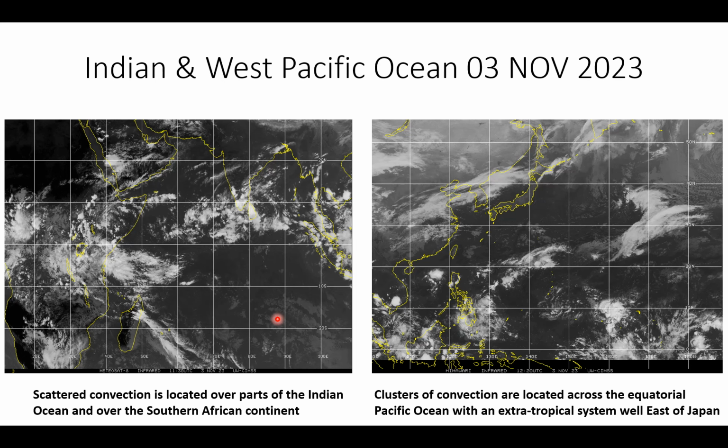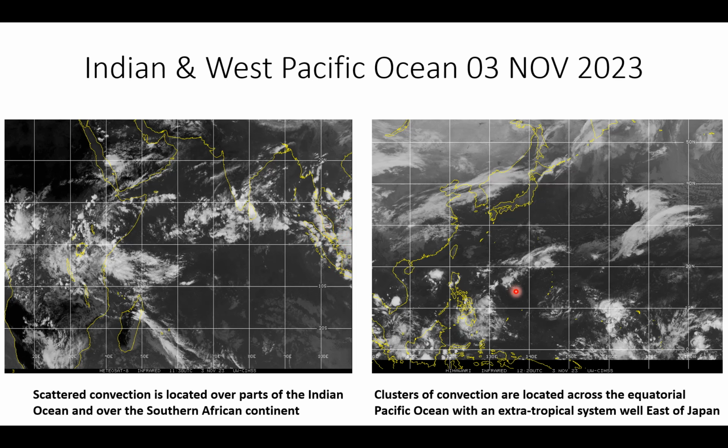All right, so what we have going on in particular for the Indian Ocean today is scattered convection, located over parts of the Indian Ocean and over the South African continent itself. Another area of convection and some showers and storms are showing up just south of India, right in the vicinity of Sri Lanka. And then we also have some around Singapore, over this portion of Asia. We have some showers and thunderstorms.